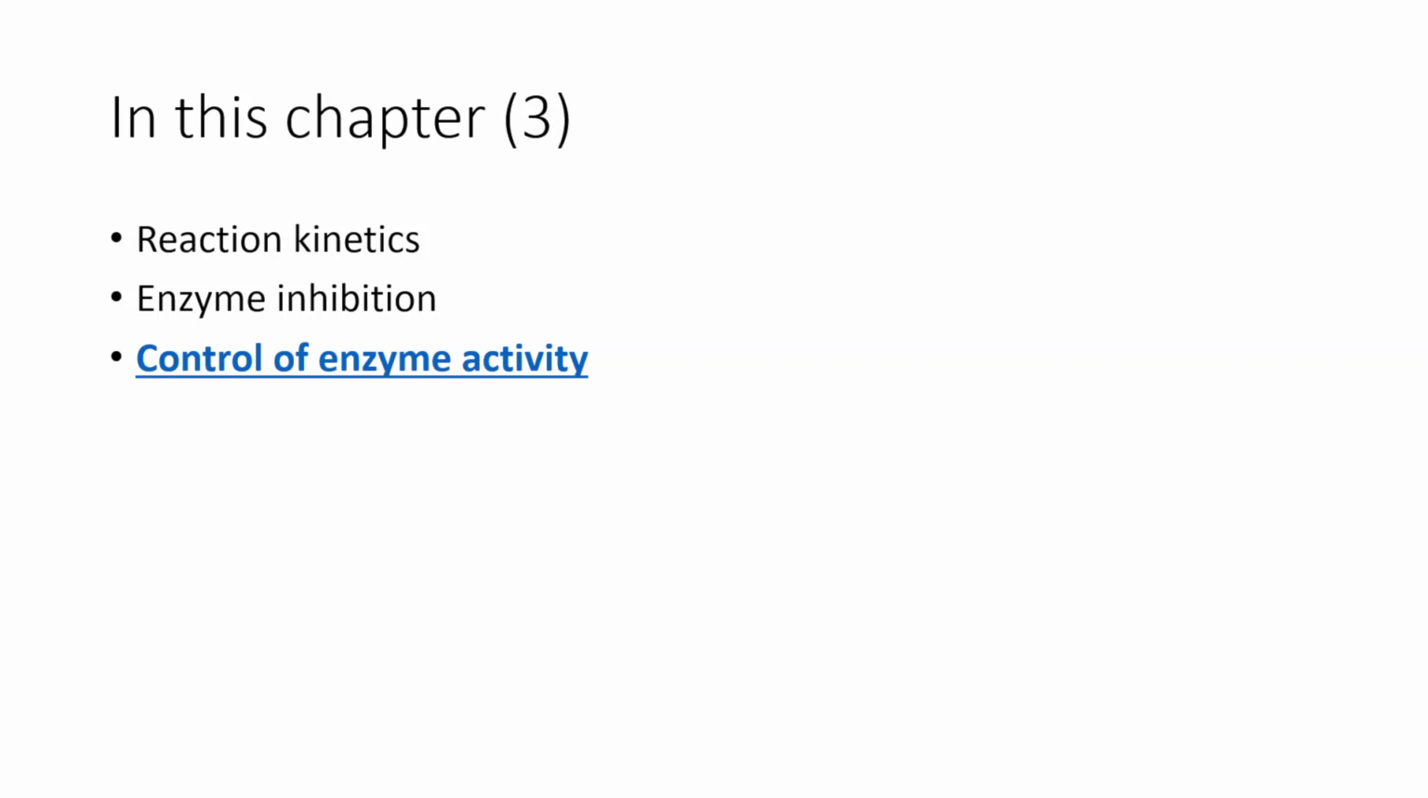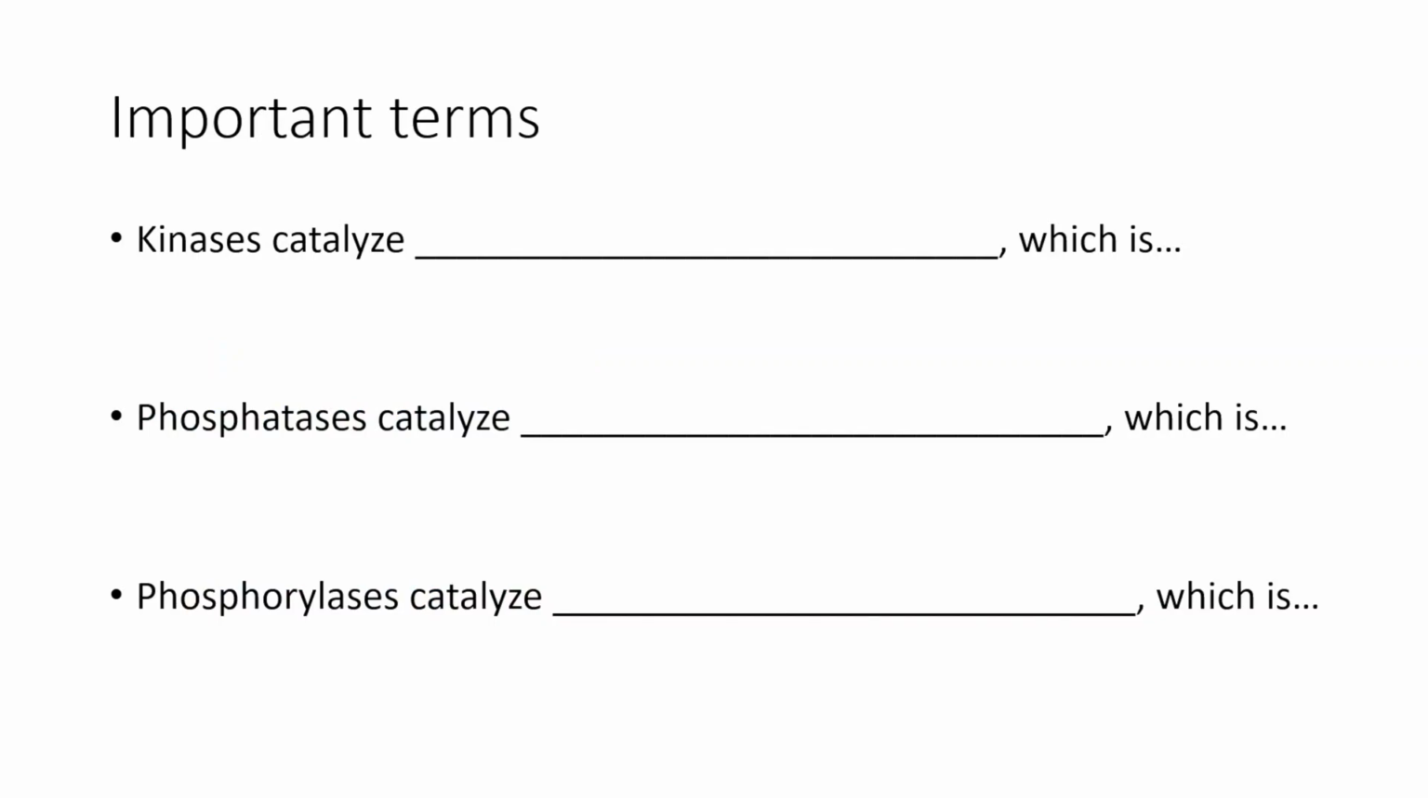So for now, let's start by finishing up with chapter 12, which is about control of enzyme activity. First, we will just start by defining some important terms that we learned about enzyme activity. Can anybody tell me what kind of reaction is catalyzed by a kinase? And what is that process called? There's a term for it. Phosphorylation.